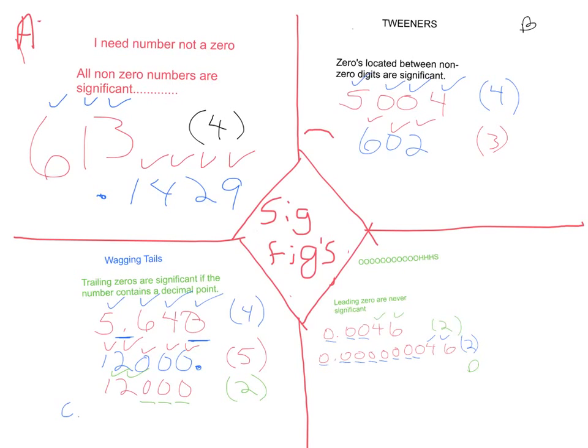Should probably be neater than that, but it'll be all right. Just try to remember, I need a number, not a zero. If it's between, it's important. If you're going to wag a tail, you got to have a decimal point. And any oohs are not the best place to be. And if you've watched Doctor Who, remember the oohs. You'll get that later.